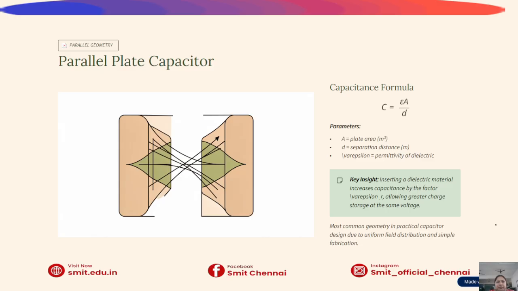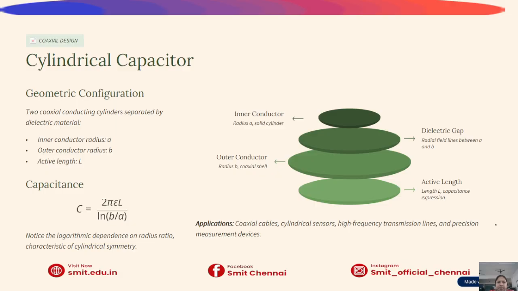This type of capacitor provides a uniform electric field distribution between the plates, making it one of the most commonly used capacitor structures. By inserting a dielectric material between the plates, the capacitance increases by a factor equal to the relative permittivity of the dielectric.